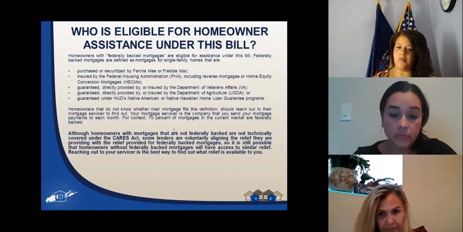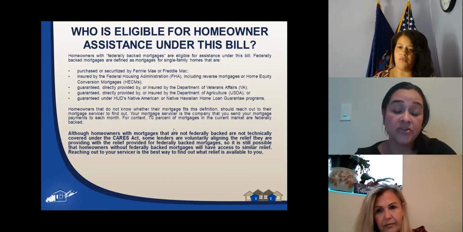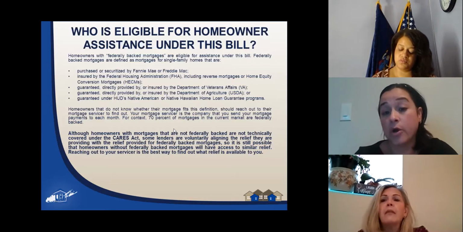Correct. All right. And then although homeowners with mortgages that are not federally backed are not technically covered under the CARES Act, some lenders are voluntarily allowing the relief they are providing for the federally backed mortgages. So it is still possible that homeowners without federally backed mortgages will have access to similar relief. But you do have to reach out to your servicer to find out what they are offering.